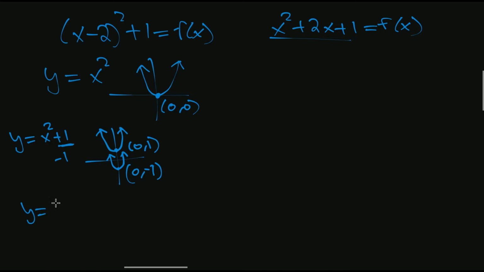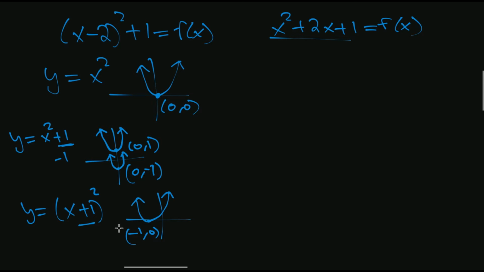Okay, what if we have y = (x + 1)², with the 1 on the inside of the square? This is a shift left or right. If it's on the outside of the square, you're shifting it up or down. If it's on the inside, you're shifting it left or right. Intuitively, you would want to think, oh, it's a plus 1, so am I moving to the right? But actually, you're moving to the left, and I get this right here, (-1, 0).